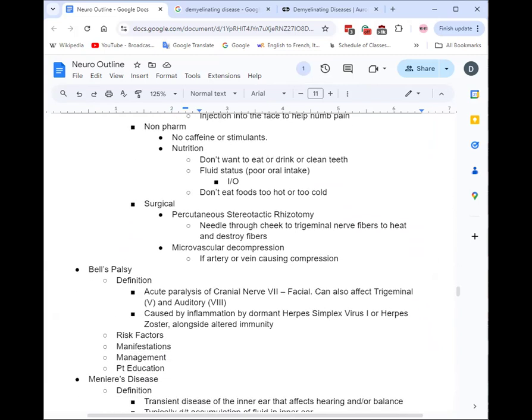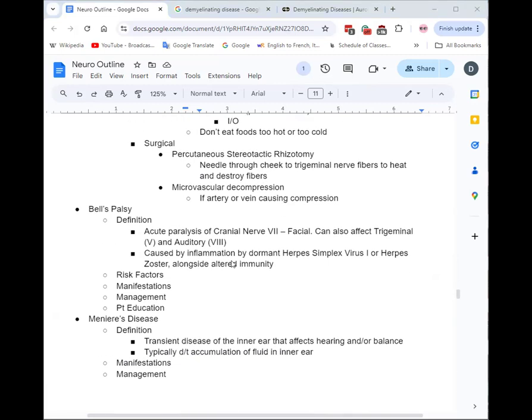Yay, Bell's palsy. All right, so I wrote down a definition for you guys because I don't feel like it was as important that you had this in your active recall. It's just the acute paralysis of your facial nerve, that's cranial nerve 7. It can affect trigeminal and auditory, but that's extra info. It's typically caused by a herpes virus.